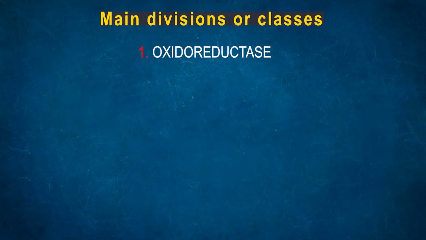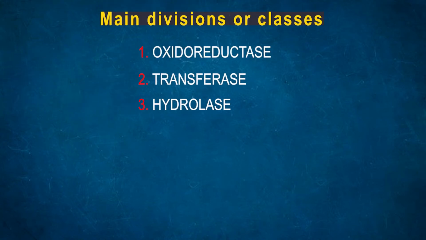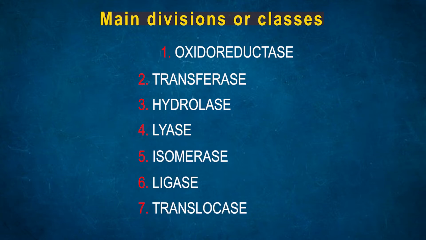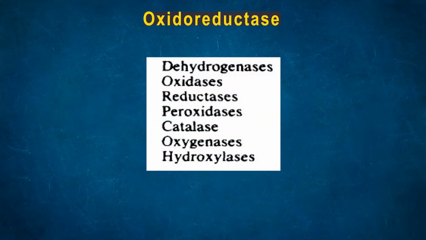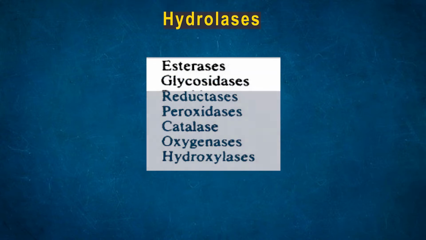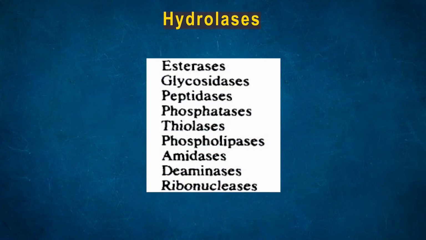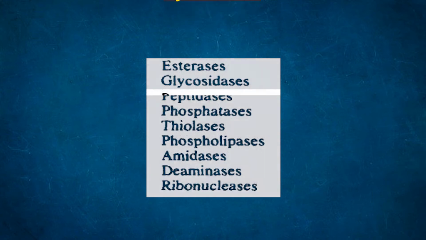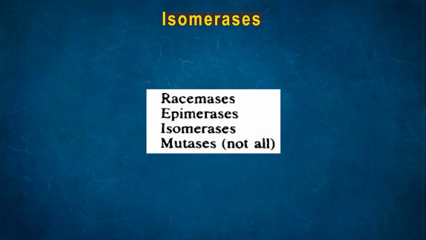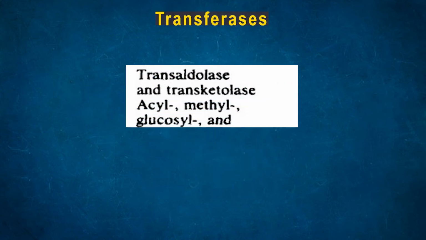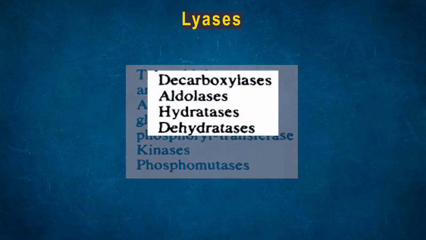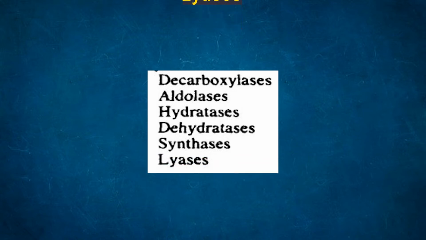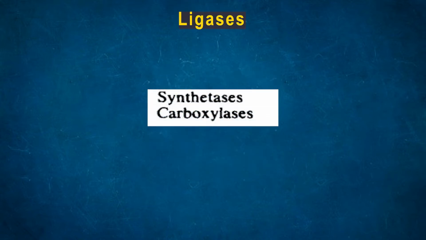Number 1 oxidoreductase, number 2 transferase, number 3 hydrolase, number 4 lyase, number 5 isomerase, number 6 ligase and number 7 translocase. Within oxidoreductase we can find dehydrogenase, oxidases, reductase, peroxidase, catalase, etc. Within hydrolases, esterase, glycosylase, peptidase, phosphatases and phospholipases are there. Within isomerase, racemase, epimerase, etc. are present. Within transferase, transaldolase, transketolase, kinases are present. Within lyases, decarboxylases, aldolase, hydratases are present. And within ligases, synthetase and carboxylases are present.